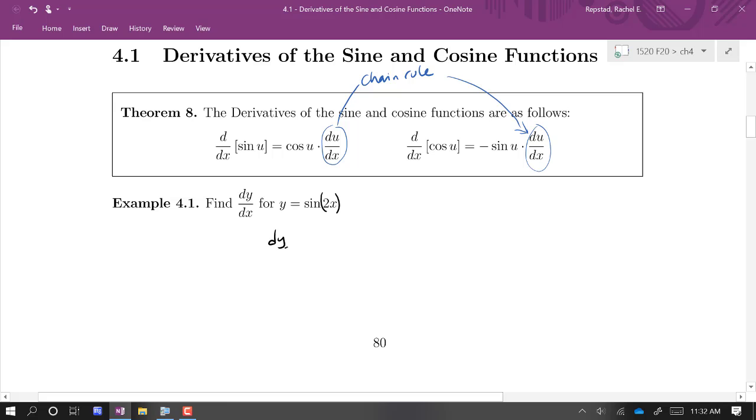So dy dx, using that first formula, will be cosine of 2x, right? Cosine of the same argument. And then the chain rule says I have to multiply by 2. So we have 2 cosine 2x for dy dx.